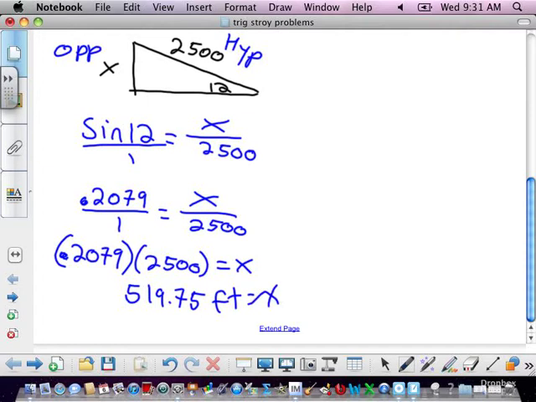When you plug that in the calculator, do you get approximately the same thing? Yeah. So if I do 2,500 sine 12, it says 519.779. So approximately.